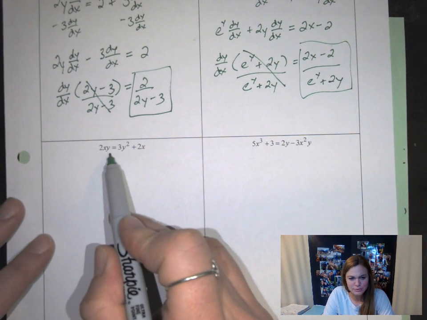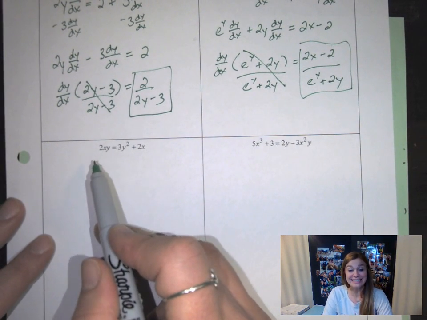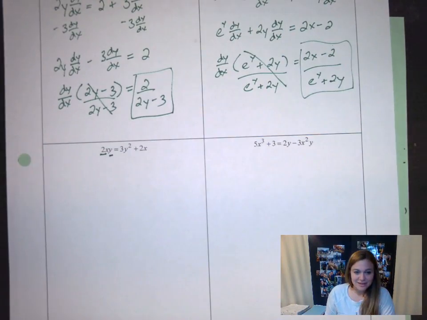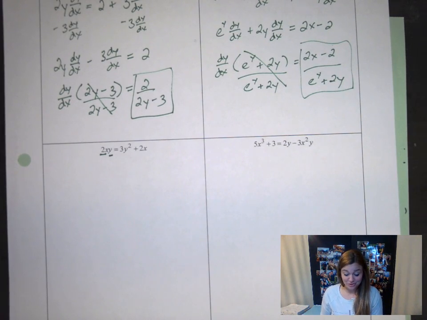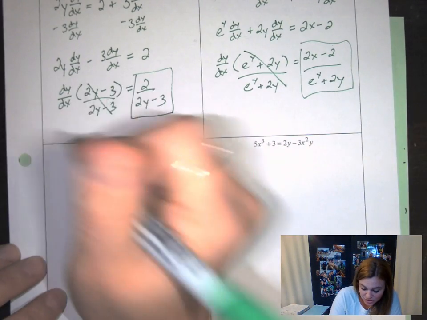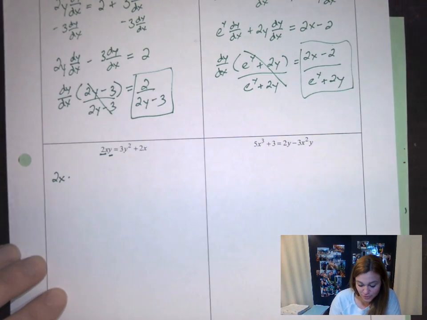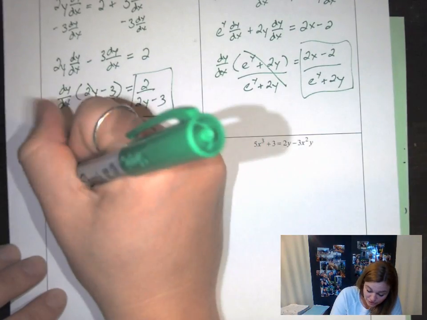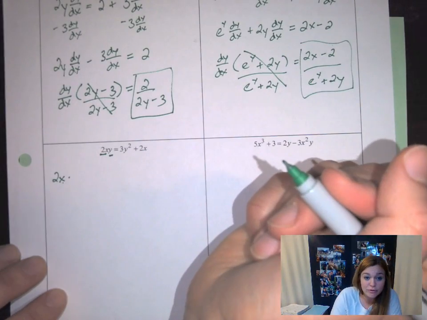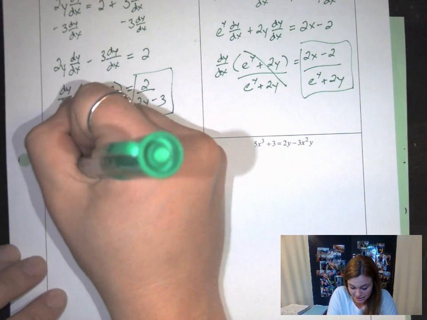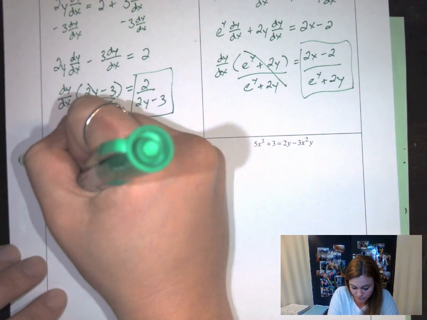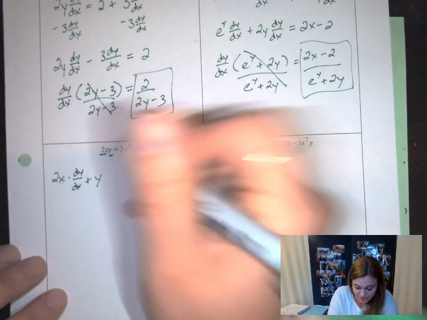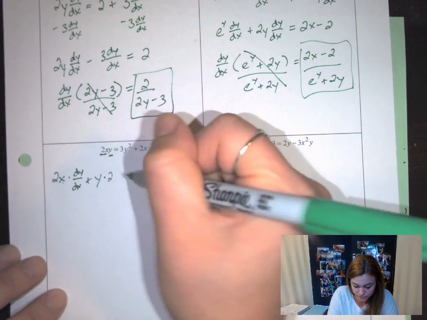Wait, x times y? That seems like a product rule to me. Hooray! It is! You don't always get to do product rule on these, so it's a fun time when you do. So the first one is 2x. So first, what is the product rule again? First times the derivative of the second. The derivative of y would just be 1 dy dx plus the second times the derivative of the first would be 2.